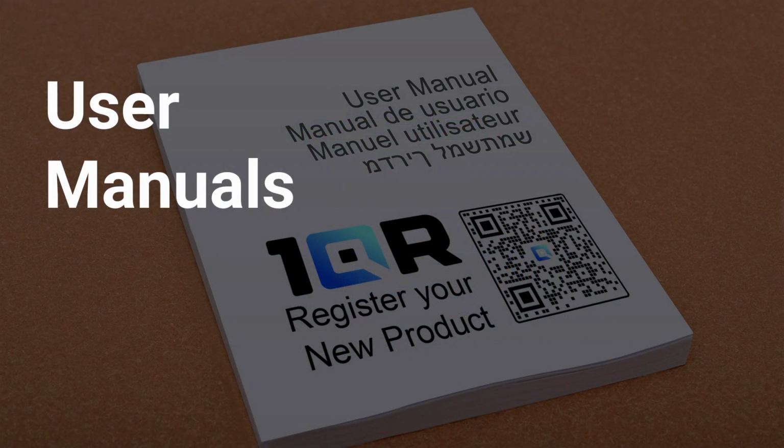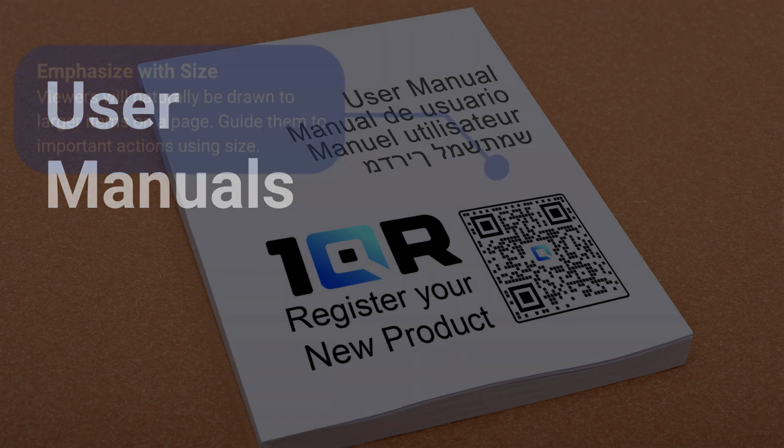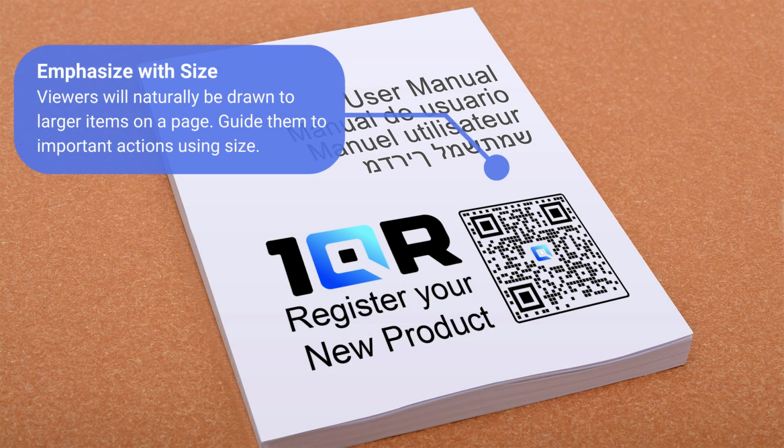Introducing QR codes. Enhance your user manuals with QR codes to help users better understand your product and how to use it effectively. Emphasize important actions with size. Make your QR codes easy to find on the page by making them larger.